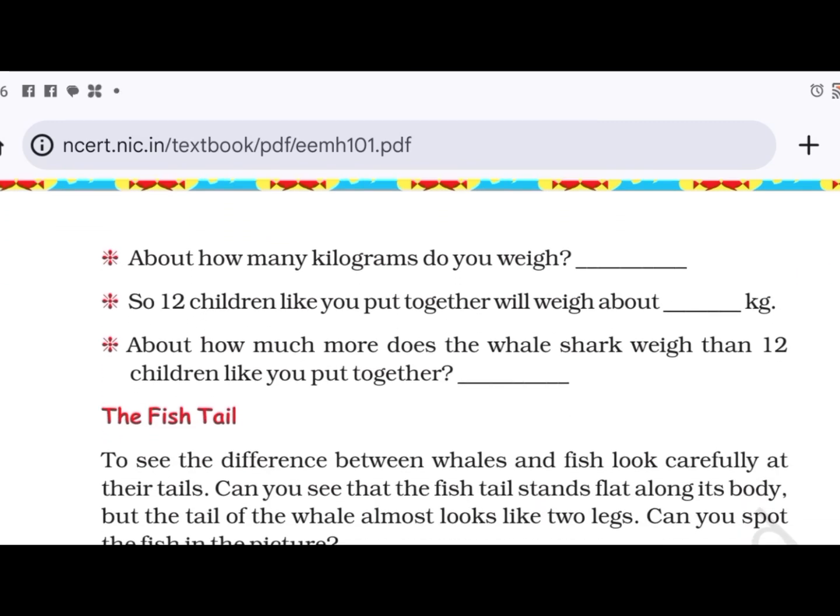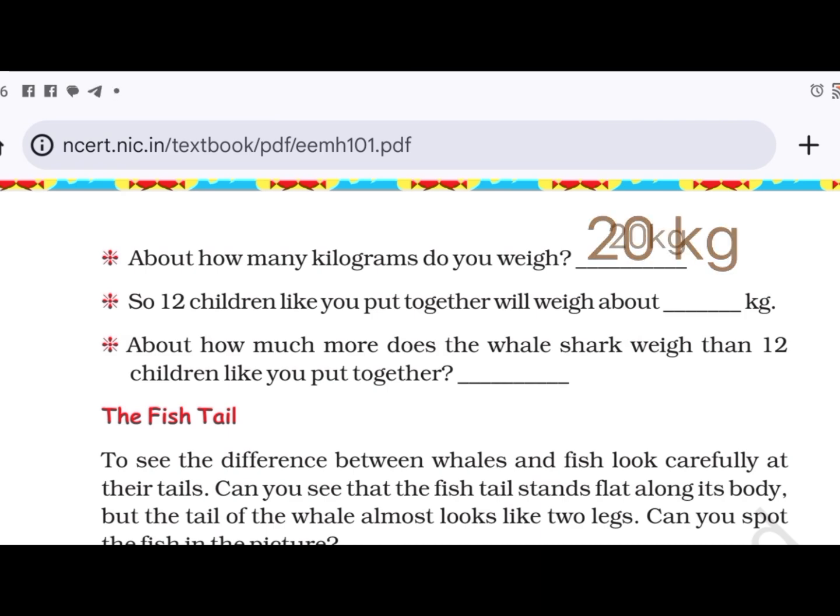The first is about how many kilograms you weigh. You just note it down here. It may be 15 kg, 20 kg, 30 kg, whatever, you just mention it there. Okay. So the next point is, 12 children like you put together will weigh about some kg, and fill in the blank with whatever weight is gained by you. Suppose in the first point, it is asking how many kilograms you weigh. Let's take your weight as 20 kg.